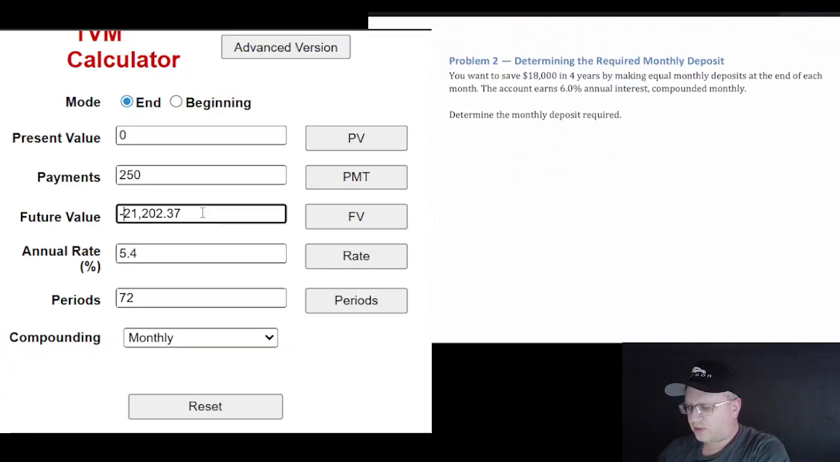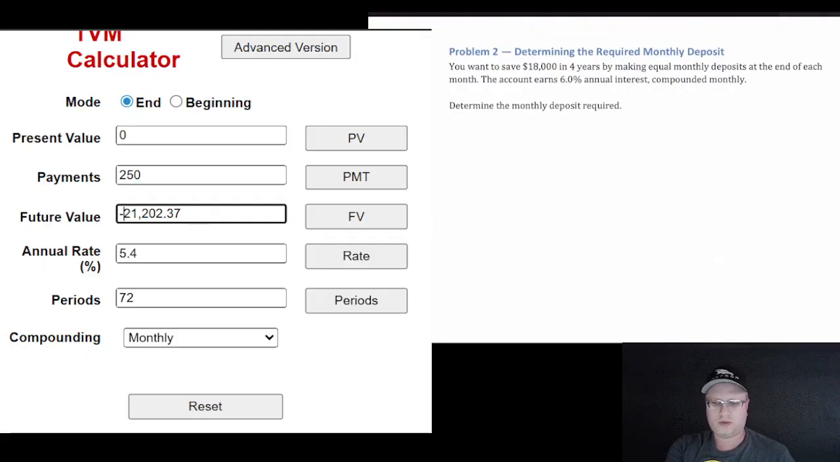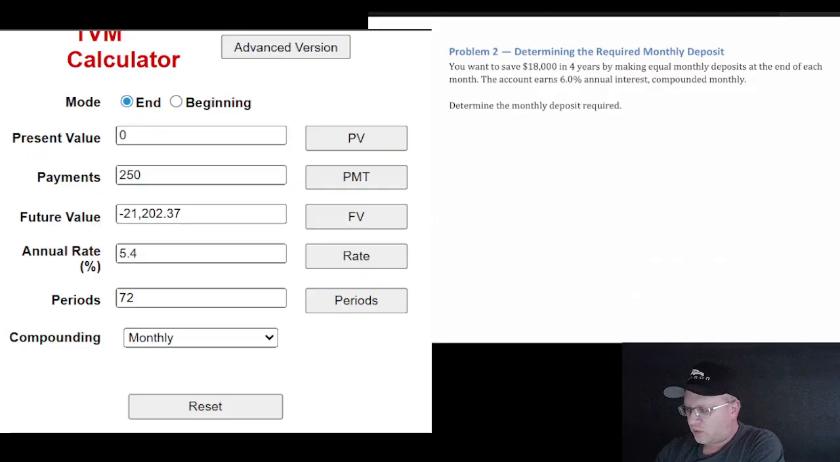Let's move on to our next problem, problem number 2. Let's read through and identify anything important, and then we'll reset the TVM solver and figure it out. So we want to save $18,000 in 4 years by making equal monthly deposits at the end of each month. We don't have to worry about that, but it is important. The account earns 6% annual interest, compounded monthly. Determine the monthly deposit required.